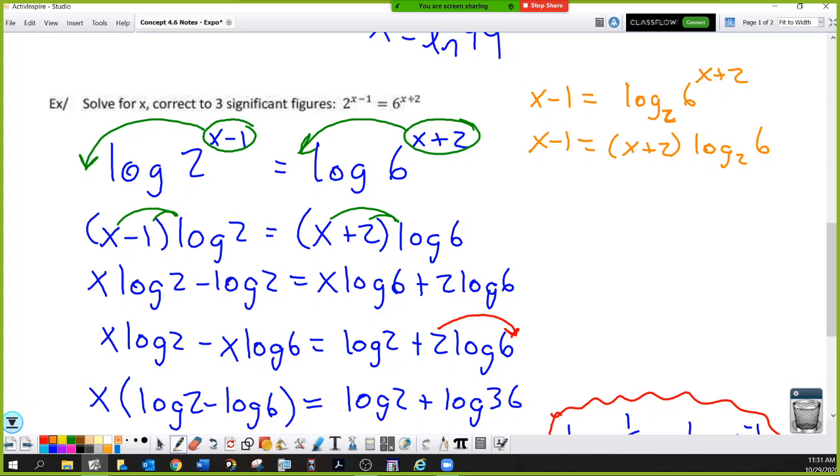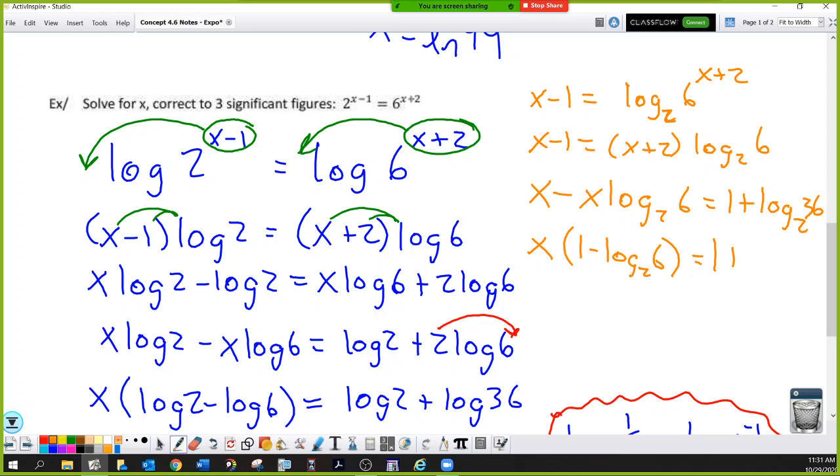Well, let's see. I'm going to skip some steps. I'm going to do them in my head. So x minus x log base 2 of 6 equals 1 plus log base 2 of 36. And this is x times 1 minus log base 2 of 6, and 1 plus log base 2 of 36. And to get it by itself, you would have to do division. So 1 plus log base 2 of 36 divided by 1 minus log base 2 of 6.